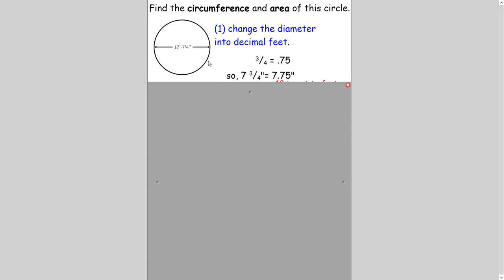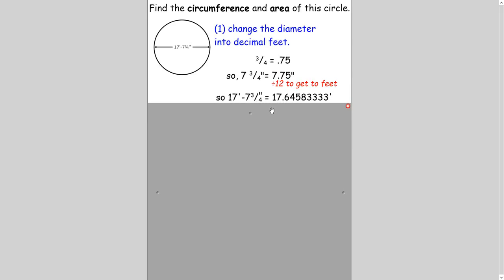To find the circumference and the area, first you need to change that diameter into decimal feet. So we're going to take the 3/4 and we're going to divide it, get 0.75 if you don't already know that. We're going to add it to the 7, so we get 7 3/4 inches. We need that as feet, so we're going to divide it by 12. So we're going to get 17 feet, 7 3/4 inches is 17.64583 repeating, and I usually put about 4 repeater numbers to get enough when it repeats.